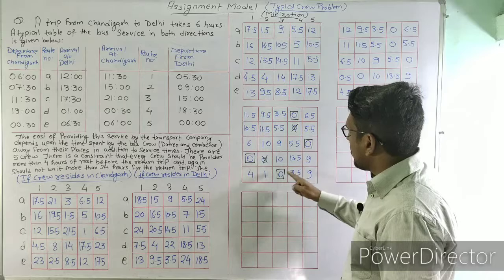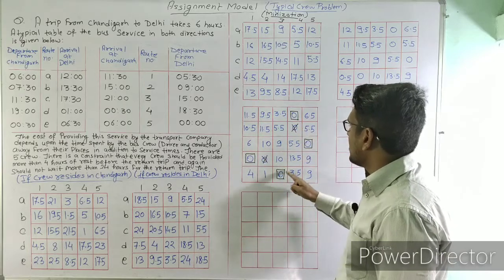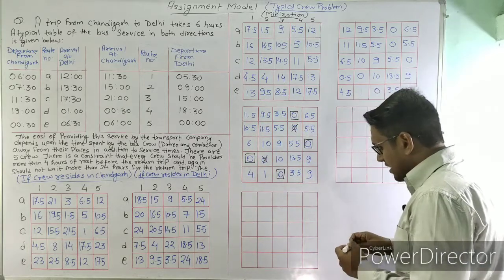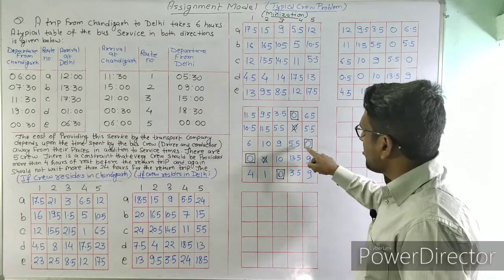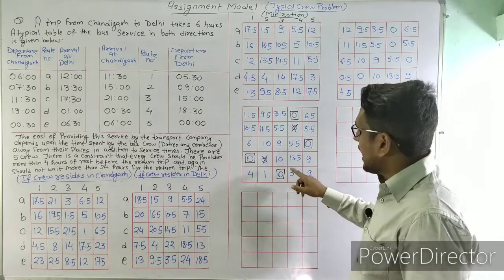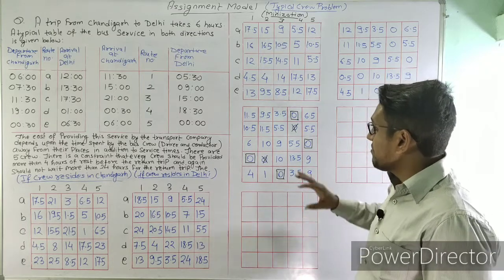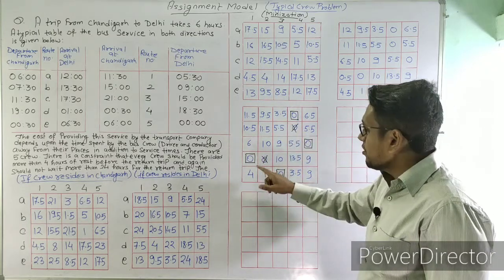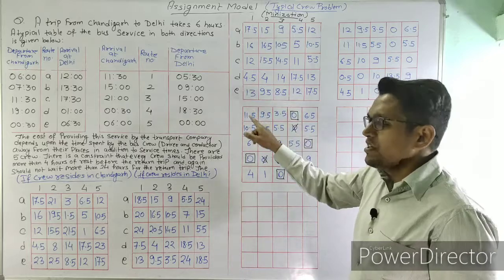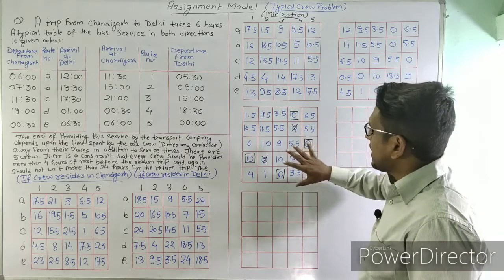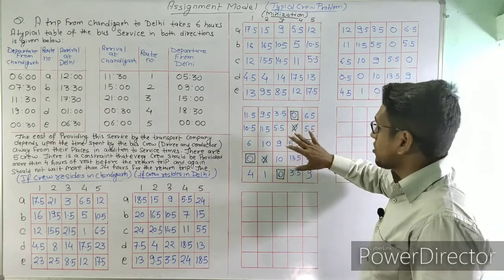As we can see that all the zeros are either assigned or crossed out, and we have 4 assignments here, and to get an optimal solution or optimal assignment, we need to have 5 assignments here, because it is a 5 cross 5 matrix. So we know that our solution here is not optimal.